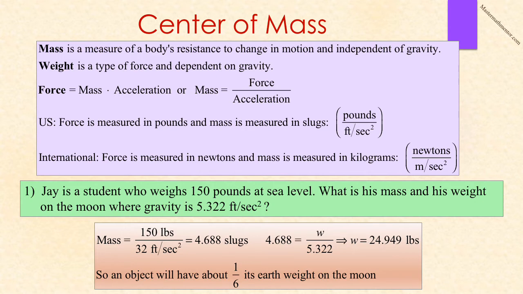From there, we can calculate his weight by using the formula 4.688 is equal to W divided by 5.322. And therefore, his weight on the moon is 24.949 pounds. So an object will have about 1/6 its Earth weight on the moon.